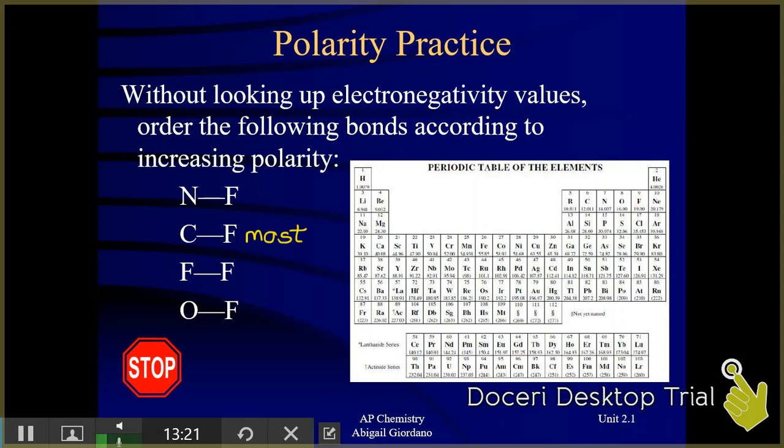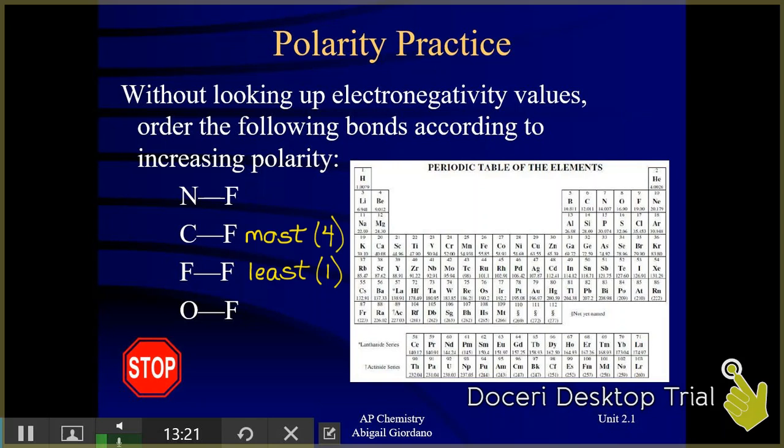Fluorine bonded to fluorine has an electronegativity difference of 0. This is the least polar. It's not polar at all. It's nonpolar. So if I'm going to give that a value of a 1, that's the least polar. And CF is the most polar. I'm going to give that a value of 4.